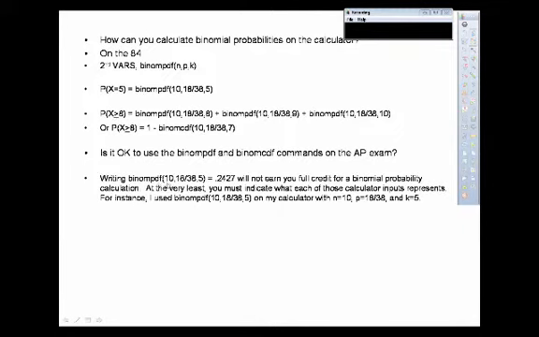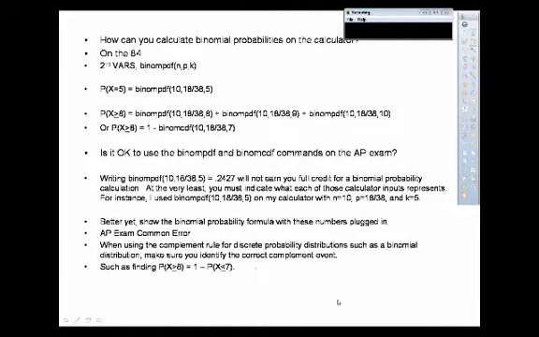Writing binomialpdf(10, 18/38, 5) equals 0.2427 will not earn you full credit for the binomial probability calculation. At the very least, you should indicate what those numbers stand for, that n is 10, p is 18 over 38, and k is 5. But, better yet, write the formula out with the numbers plugged in, then stick it into your calculator, and you'll get full credit.